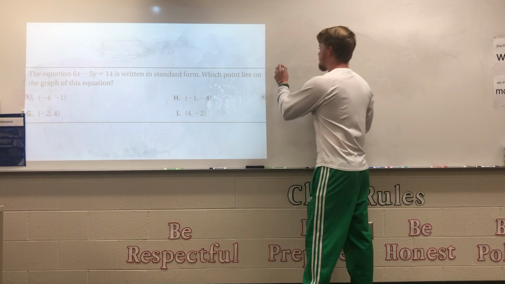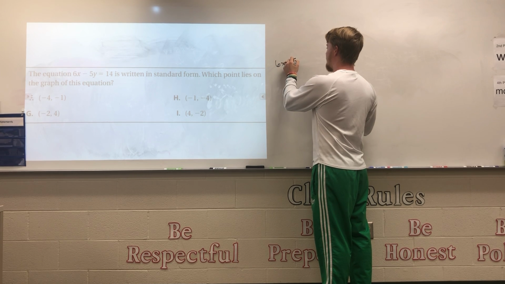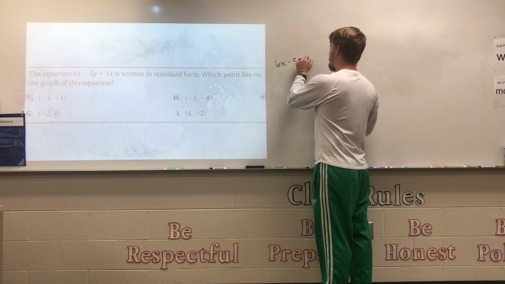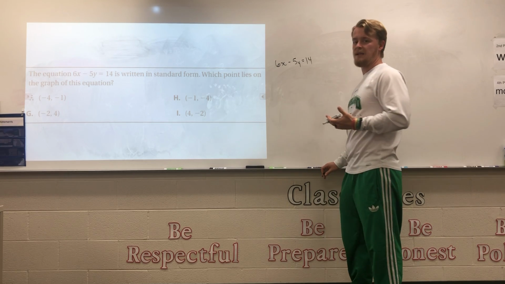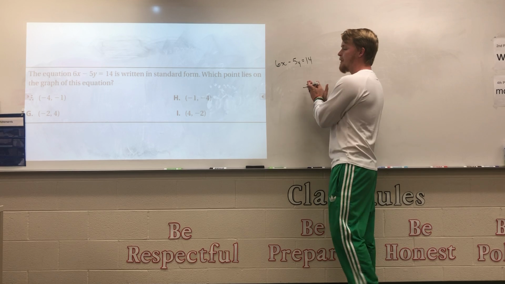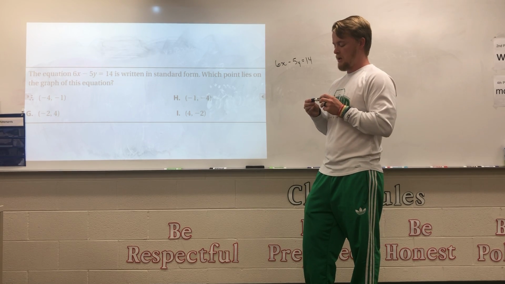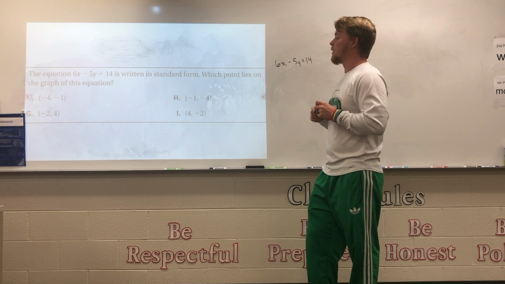Okay, so stick with me and make sure you're paying attention to what I'm saying here. So our equation is 6x minus 5y equals 14. So what it means is, after I simplify the left side and simplify the right side, they should match for the point to lie on the graph. If they don't match, it doesn't lie on the graph.